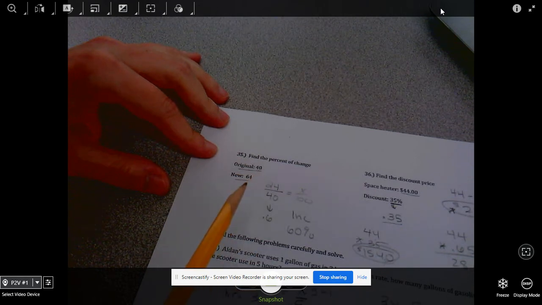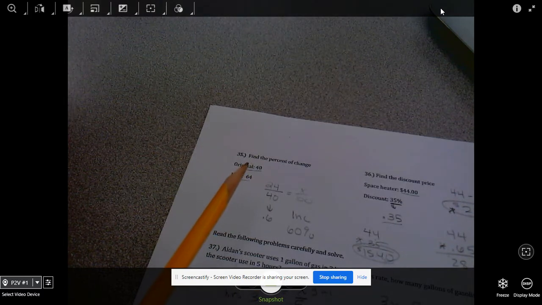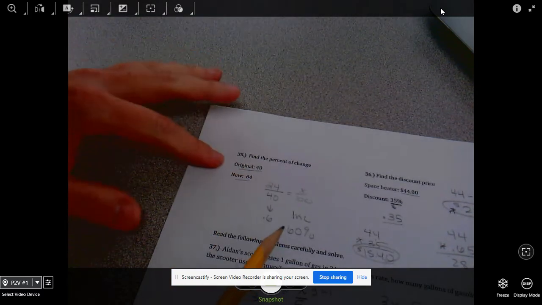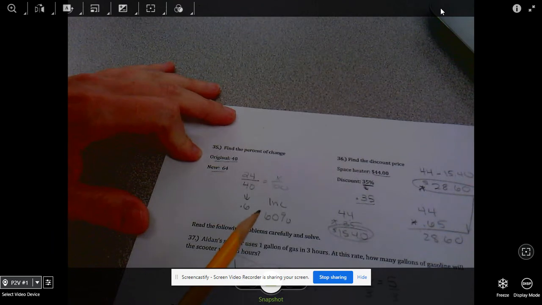So since you went from 40 to 64, that's an increase. If the numbers were reversed, it would still be 24, but you would just let the reader know it would be a decrease.